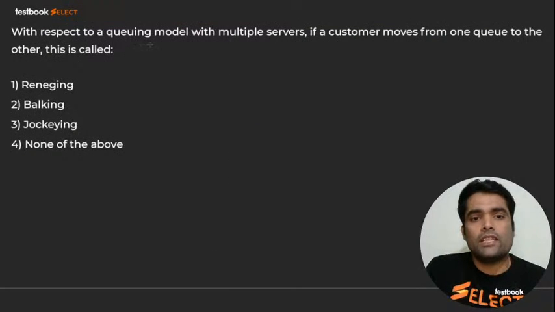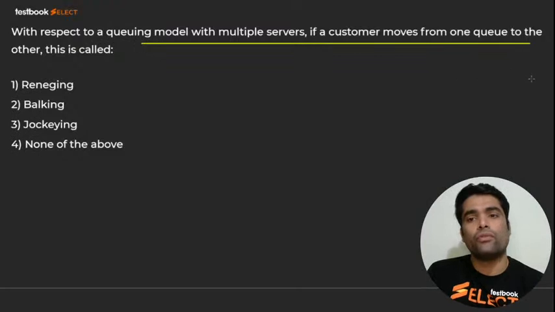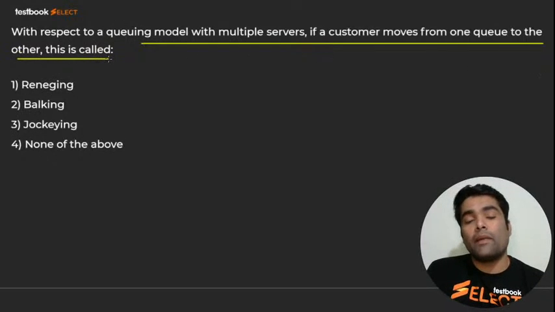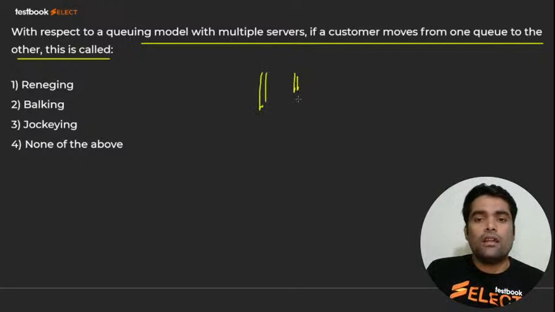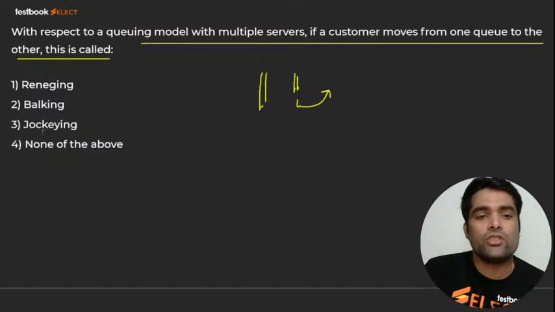Now my dear, with respect to a queuing model with multiple servers, if a customer moves from one queue to the other queue, then it is called, see, first he was standing in this line, then he moved to this line, leaving this queue. He is continuously moving in order to get a fast service. That is none other than jockeying.